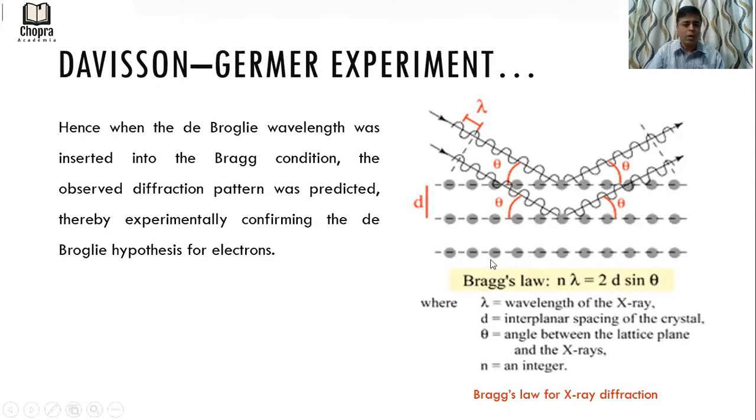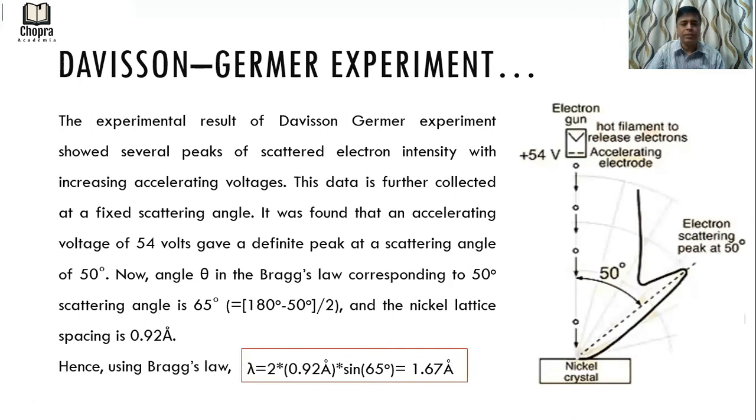So this is your Bragg's law of X-ray diffraction, which is 2d sin theta equals n lambda. Theta is the angle between the beam and the Bragg's plane, d is your interplanar spacing, and n is any integer. The experimental result of the Davisson Germer experiment showed several peaks of scattered electron intensity with increasing accelerating voltages. This data is further collected at a fixed scattering angle.